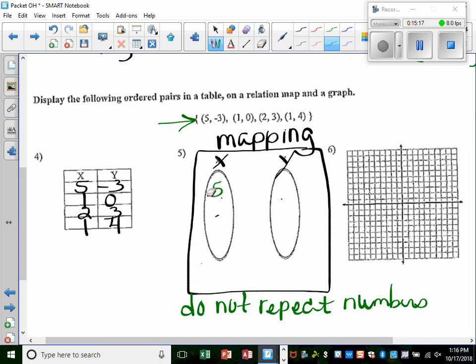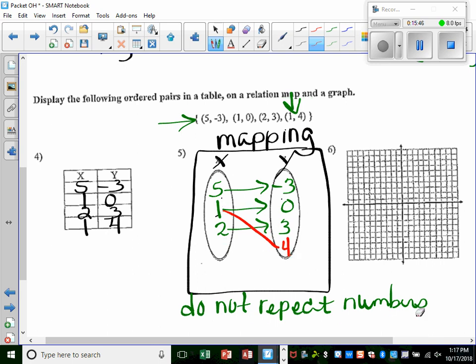So like 5, and you draw an arrow to show that it pairs up with -3. And 1, draw an arrow, it shows that it pairs up with 0. 2 pairs up with 3. But I'm not going to write this 1 again on the left side, because I already have 1. Here it is right here. So 1 pairs up with 4. So again, see, I didn't write the 1 down here. Okay, so 1 pairs up with 4 should go there.